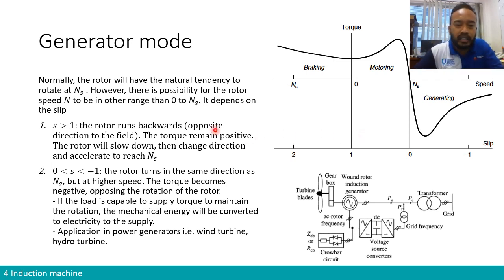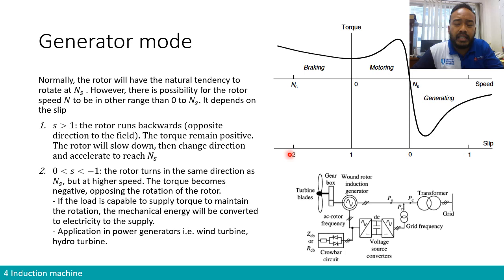So let's look into detail at these other modes other than motoring. First one, let's imagine if S is larger than 1. So S, or slip, larger than 1 means we are going into this side of the curve. Okay, this side of the curve.